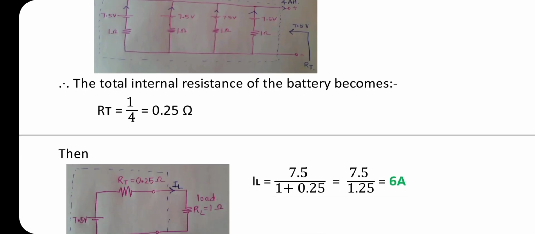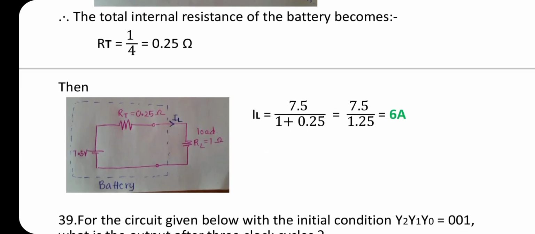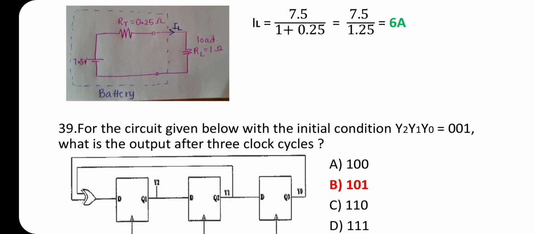Now IL equal to 7.5 volt divided by total resistance, which is RT plus RL, that is 1 ohm plus 0.25, so we get 7.5 divided by 1.25, which is equal to 6 ampere.